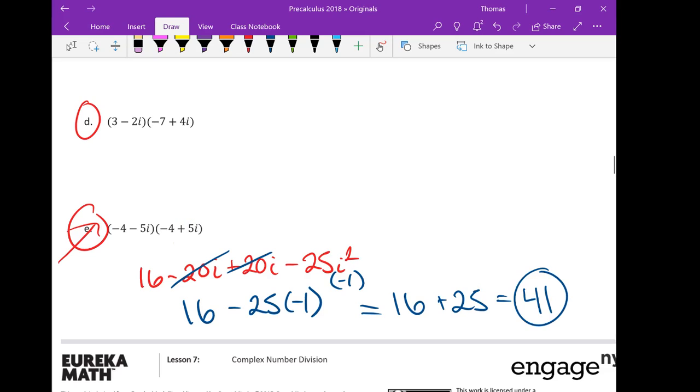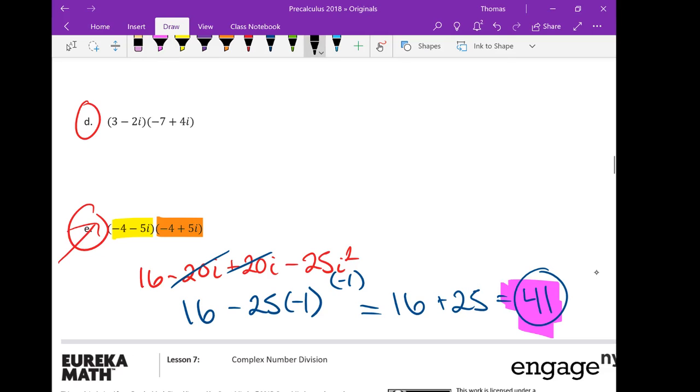So I picked this example because I wanted us to see 2 things that came out of this. One, we multiplied 2 complex numbers and we got out just a real number down here. So that's a really important outcome. We're going to be using this as we start to think about multiplicative inverses today and then division in the next lesson.